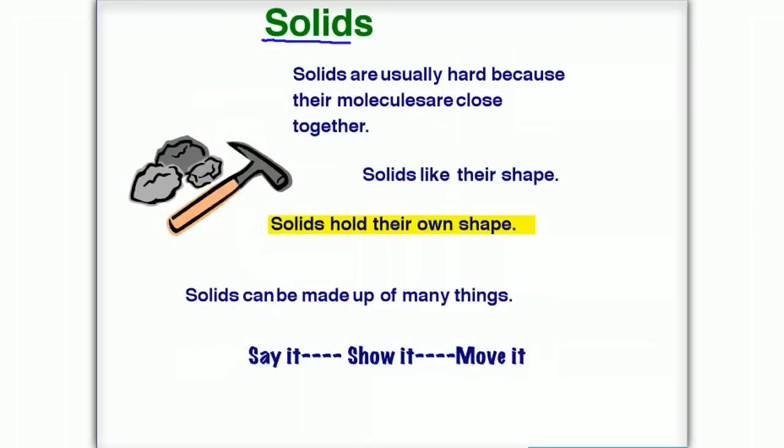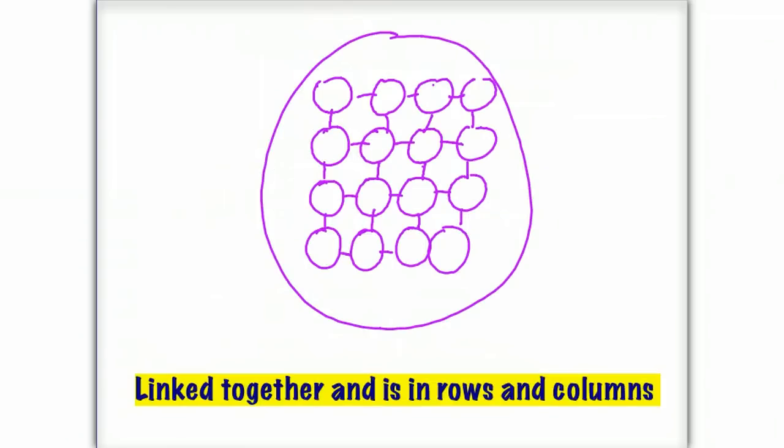First thing that we talked about are solids, and the main thing that we learned was that a solid likes to hold its own shape. When we draw a solid, we want to make sure that the matter in it is either touching or linked together in these rows, and then in the columns. You can see that it is linked together.